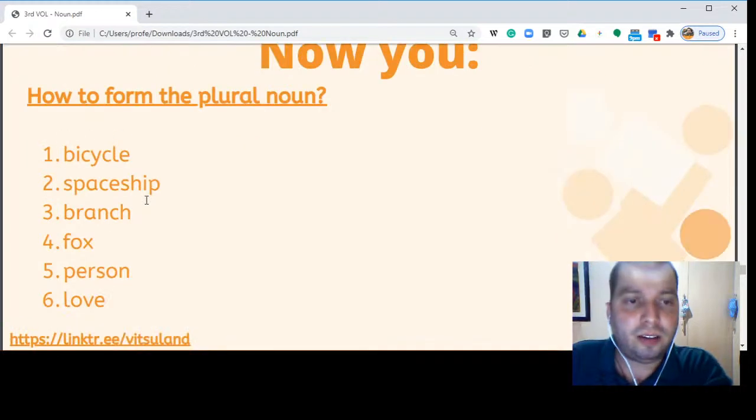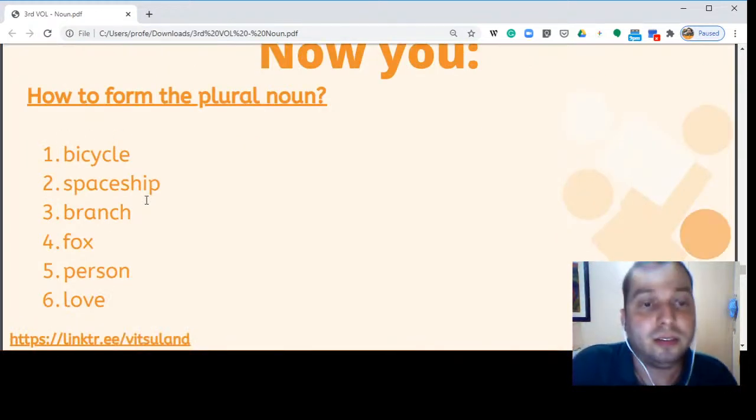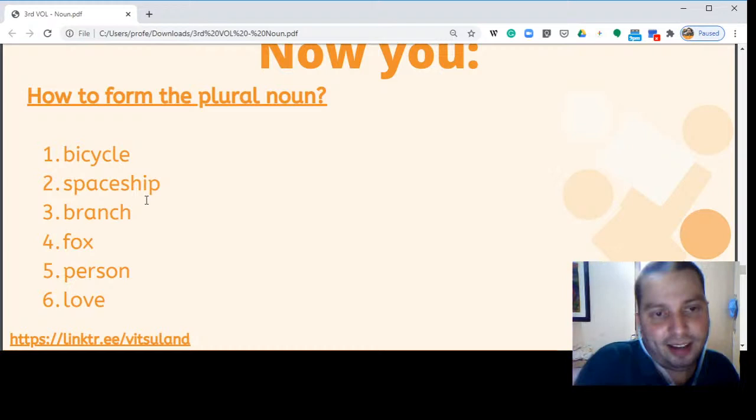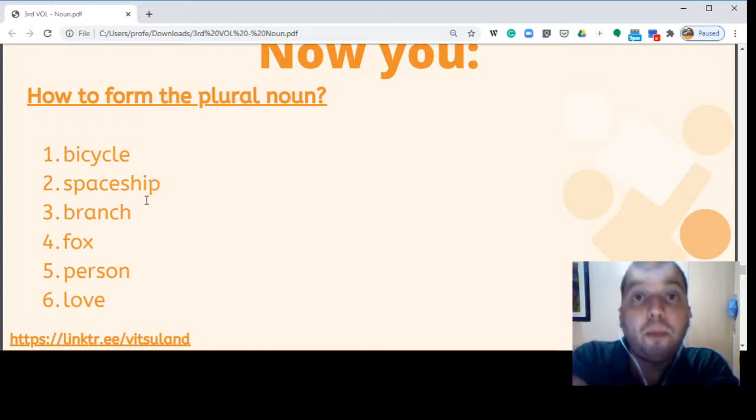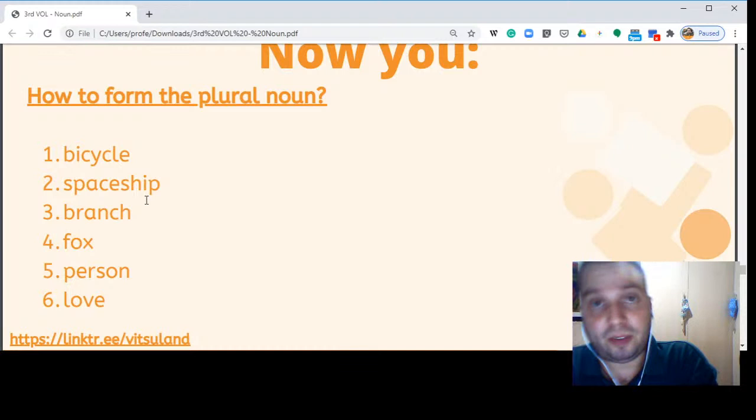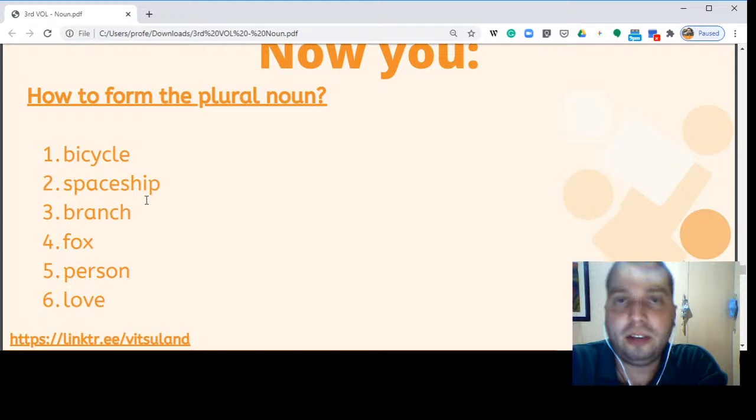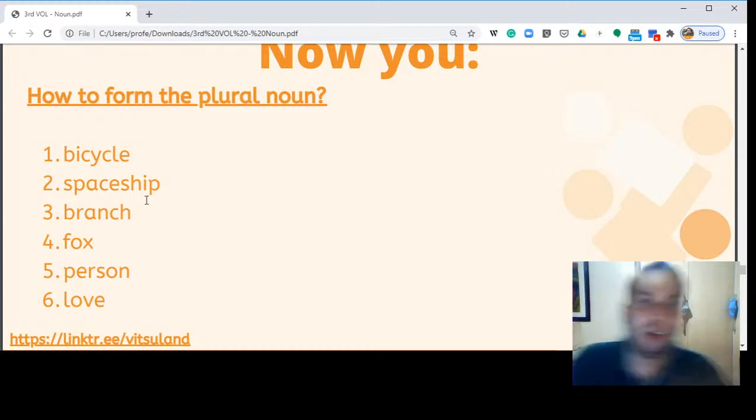Another exercise here. How to form the plural noun. Bicycle. In this case, it's going to be bicycles. Just add an S. Spaceship. Spaceships. We don't change anything. Spaceships with S. Branch. Now, in this case, we have branches, ES. So branch is the part of a tree, for example, or a division. Branches.